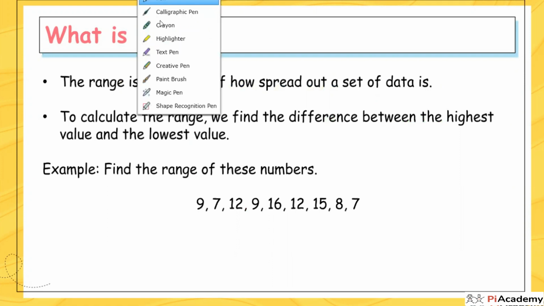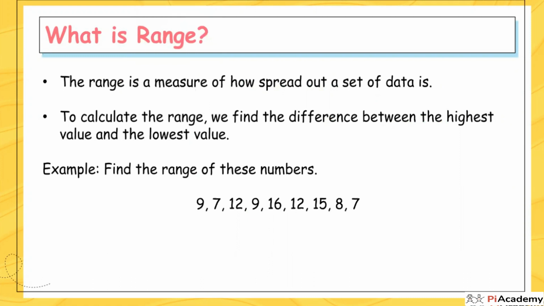Okay. So to find range, we need to figure out 2 values. First value is the highest value and the next value is the lowest value. For any given data set, if you know the highest value and the lowest value, then you are able to find the range. So a range is a measure of how spread out the set of data is.